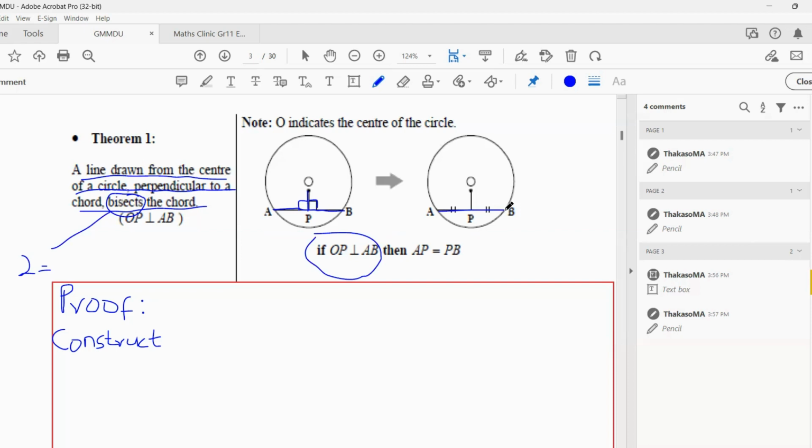All right, let's prove that. With the proofs of circle geometry, you always start with a construction. You will redraw the circle, what is given to you as it is, and then there's always something to construct. So in our case, what are we going to construct? We're going to construct line OA as well as line OB.